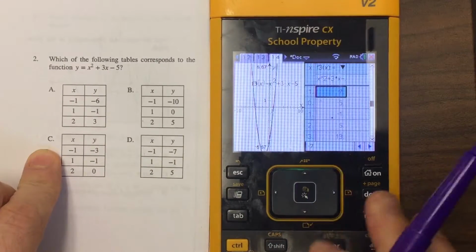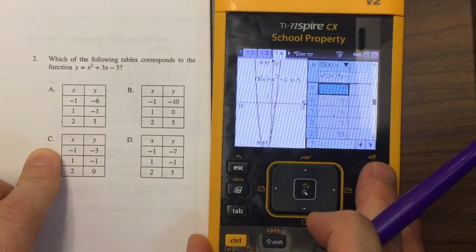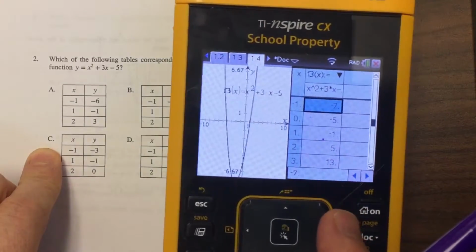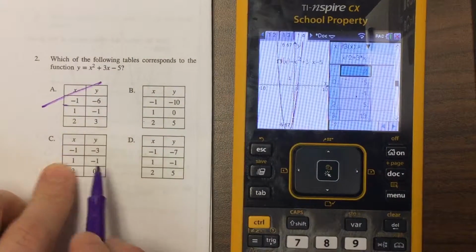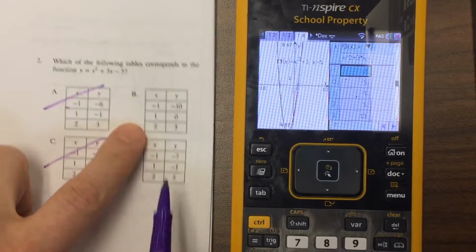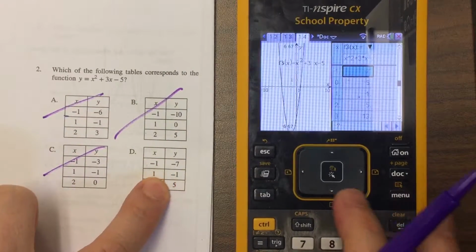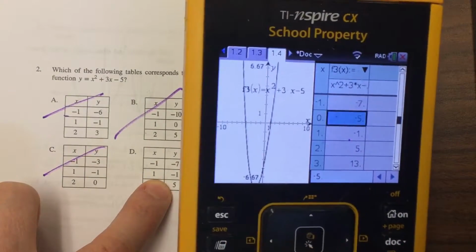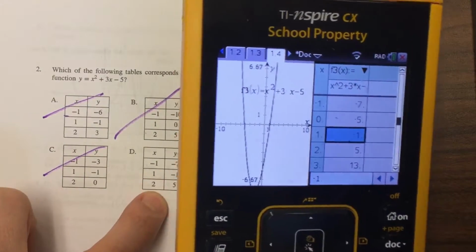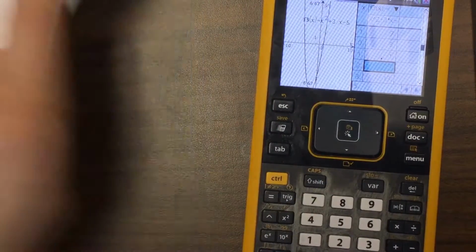I have -1, -7. That's what I have on my calculator screen. Okay, so this is -1, -6. That's wrong. -1, -3. That one's wrong. That one's right. -1, -7. Let's check the other values. We should have 1, -1. There it is. We have 2, 5. There it is. So there is that one.